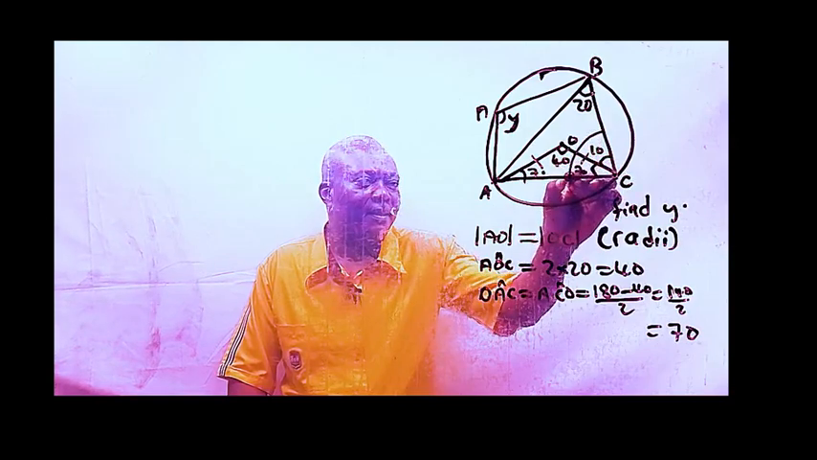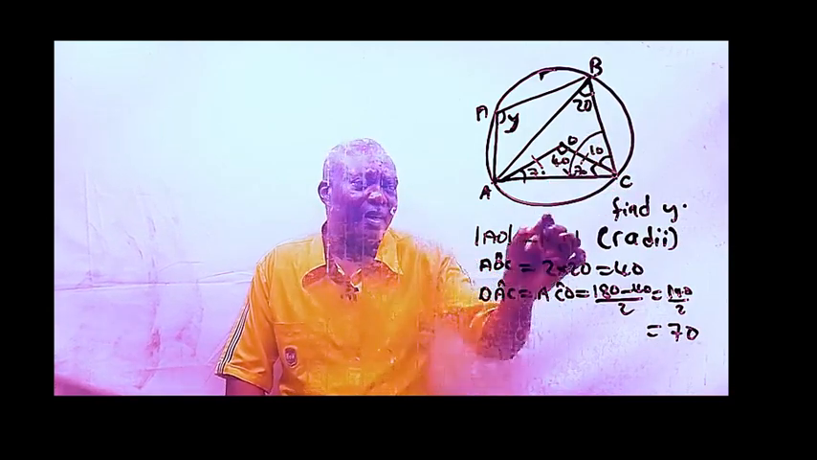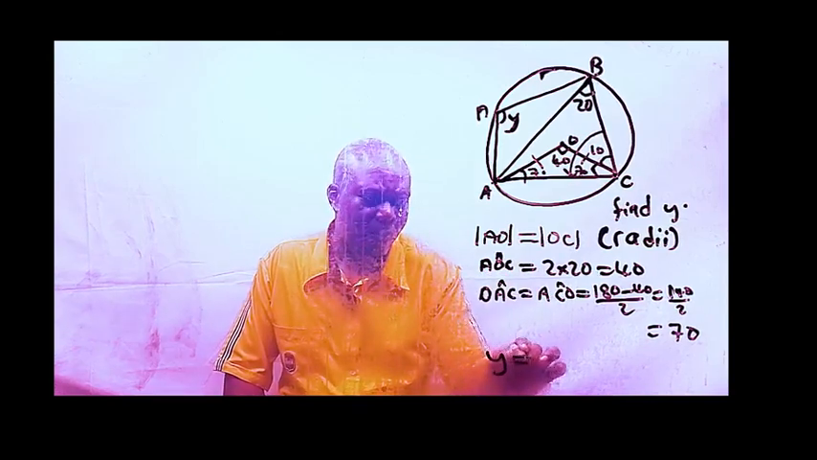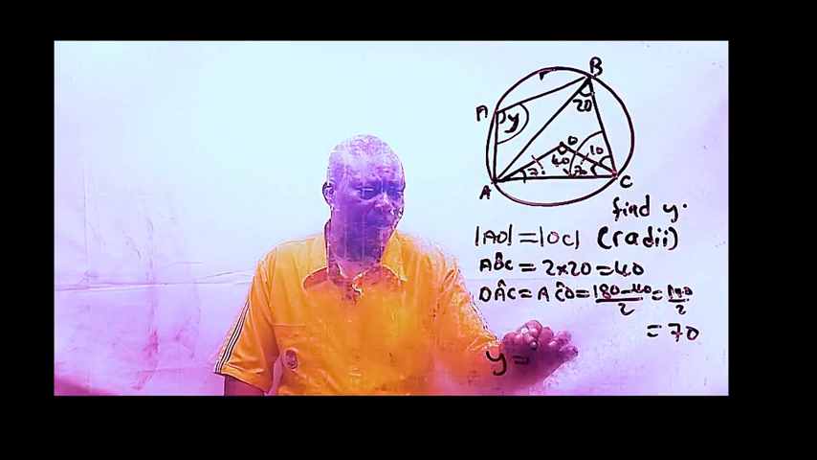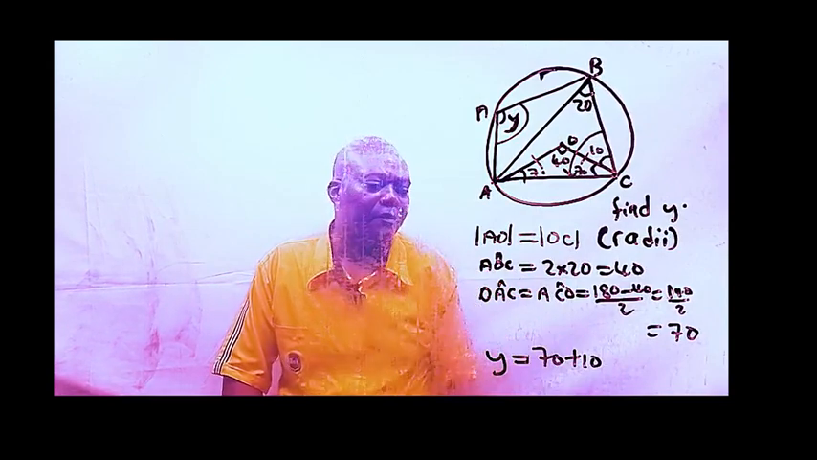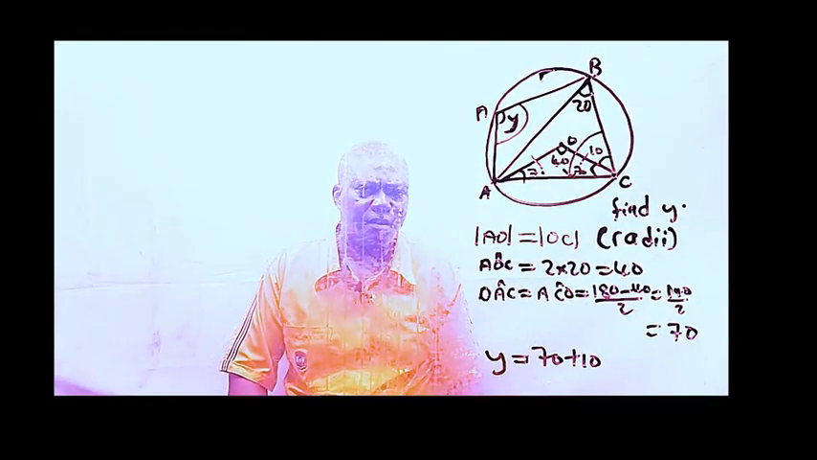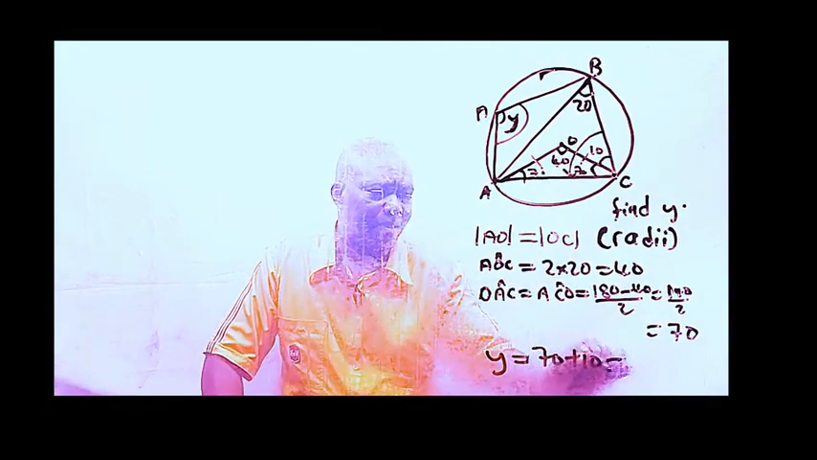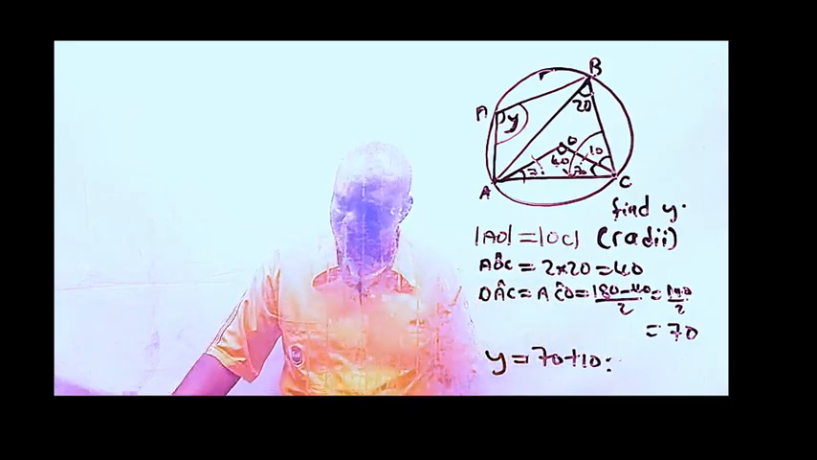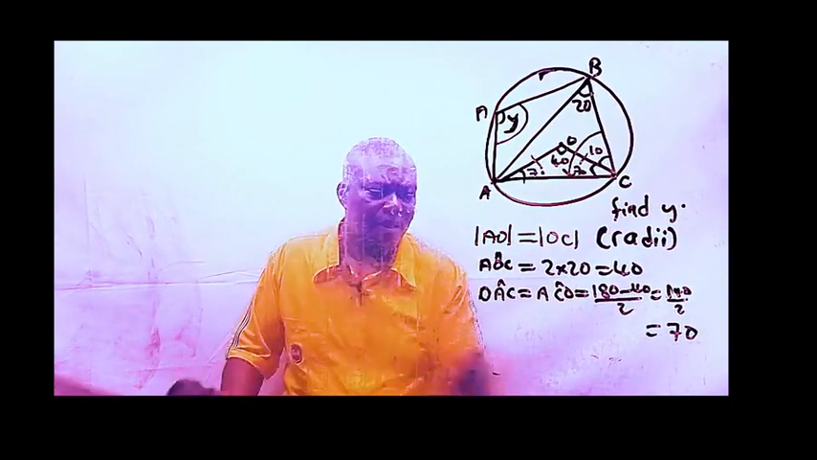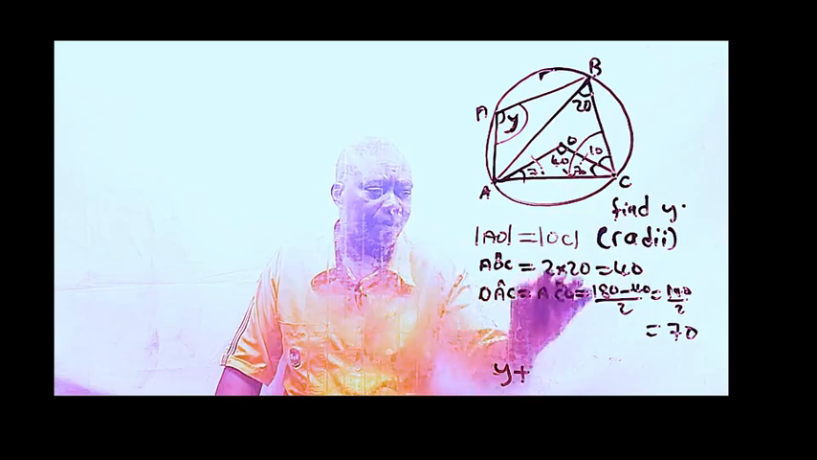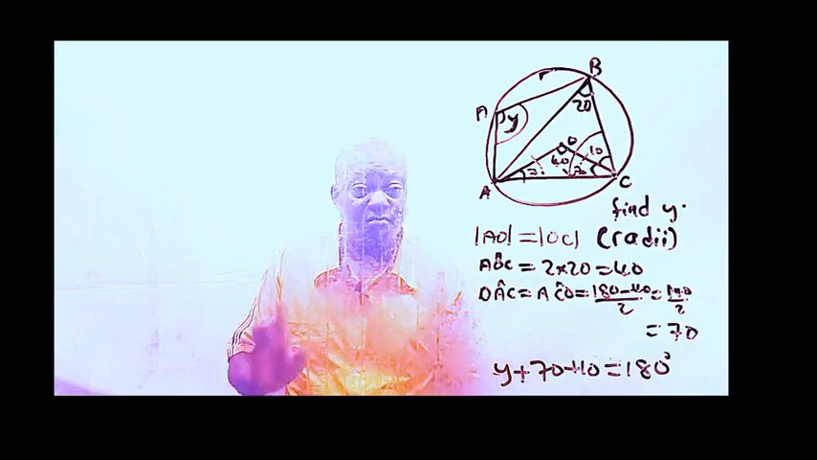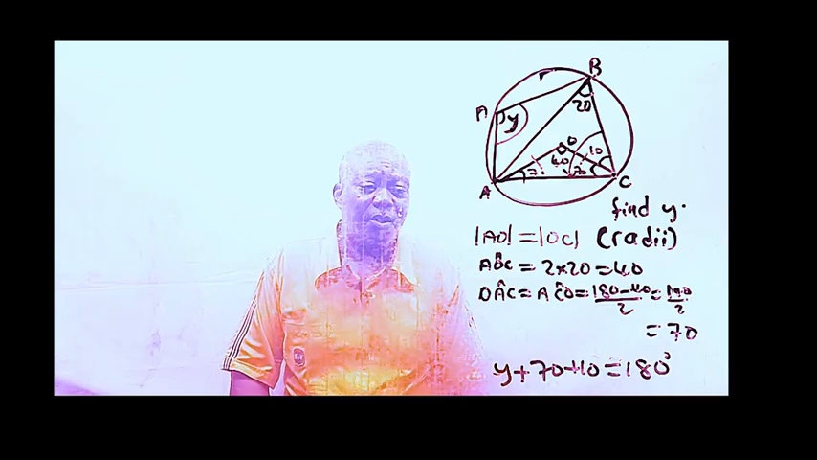So the angle here, let's observe, angle Y is just straightforward, equal to the angle here, which is 70 plus 10. Yes, reason: the opposite angles of a cyclic quadrilateral. That means angle Y plus angle 70 plus 10 equals 180 degrees. Reason: opposite angles of a cyclic quadrilateral.